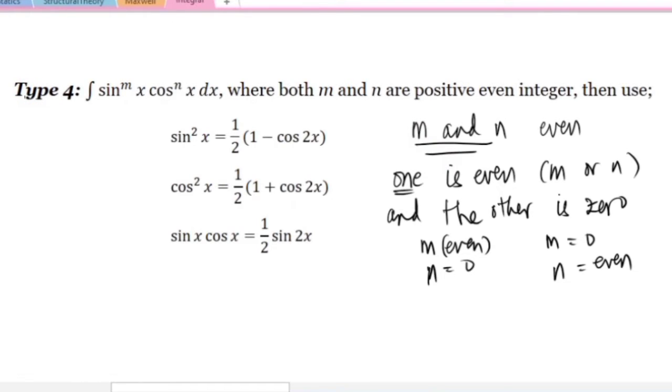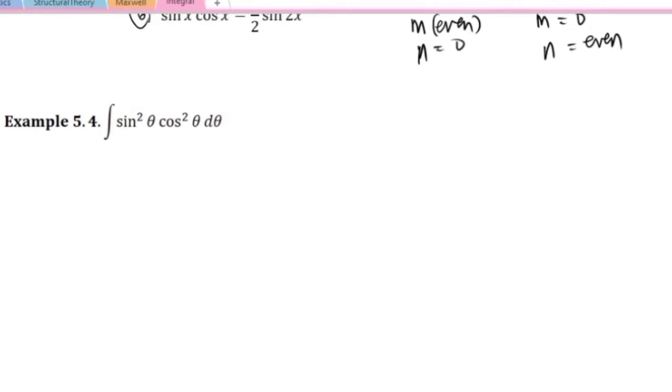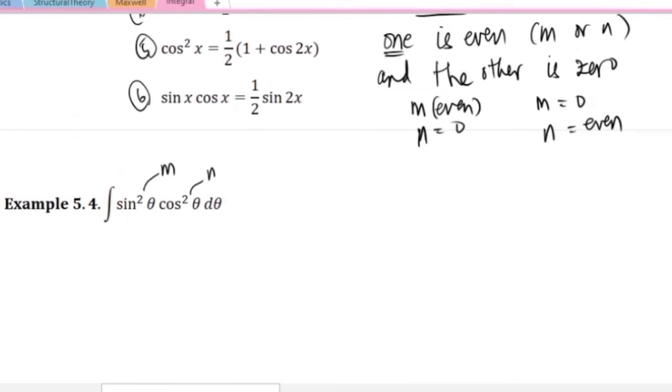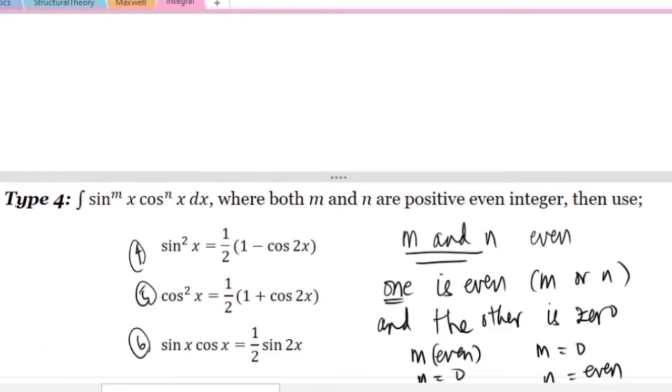So dito ay gagamitin natin yung identity number 4, 5, and 6 natin kanina. Example 5.4, so we have here the integral of sine squared theta, cosine squared theta, d theta. So dito makikita natin that our n is equal to 2 and your m is equal to 2. Itong exponent ng sine natin, yan yung m natin, and the exponent ng cosine, yan yung n natin. So we have to use these 3 identities here.